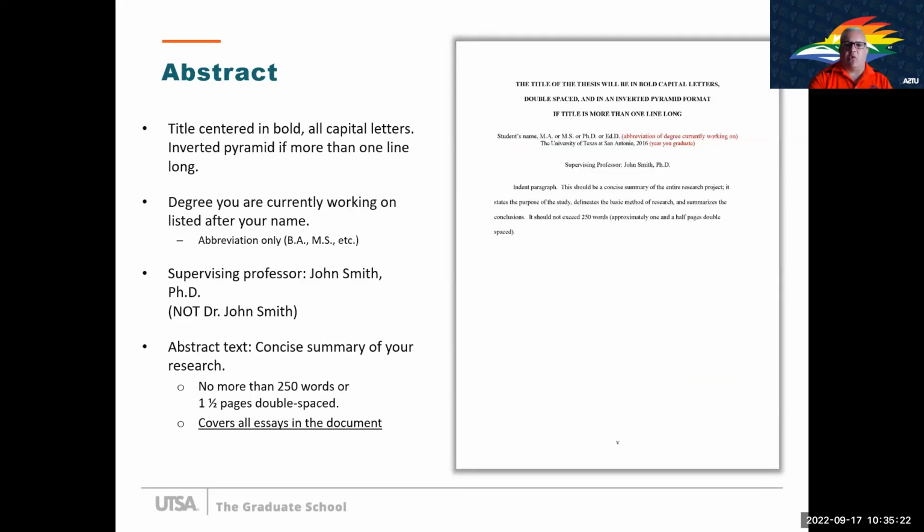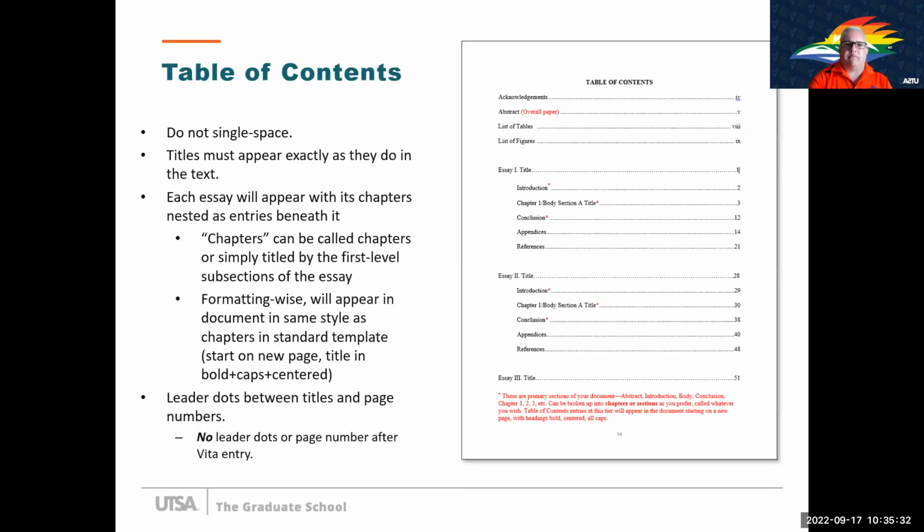Abstract is the same, only you would include additional information based on your 3 or more separate essays included in the document. Table of contents is slightly different. So as you can see on the right, you still have it double spaced. Titles need to appear as they do in your text. Each essay will appear with its chapters nested as entries beneath it. So that's what I mentioned before.